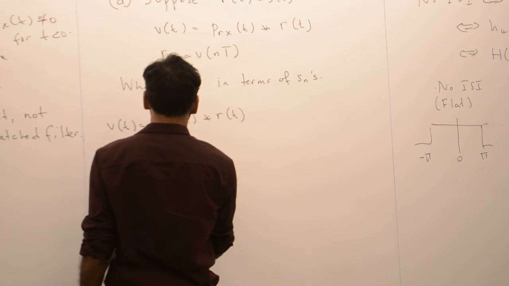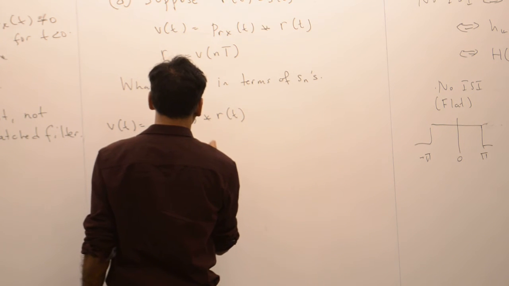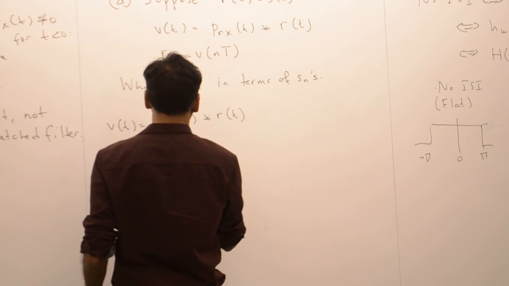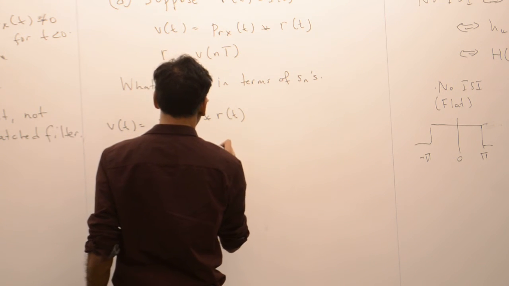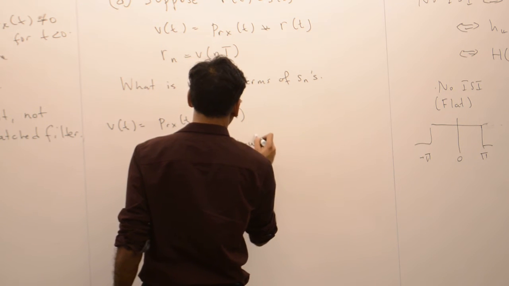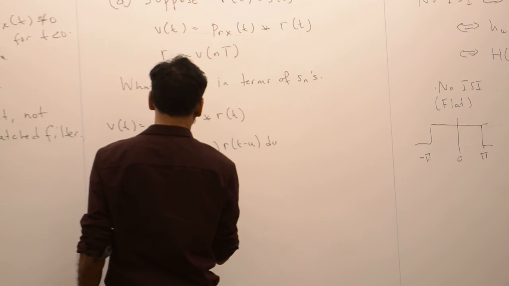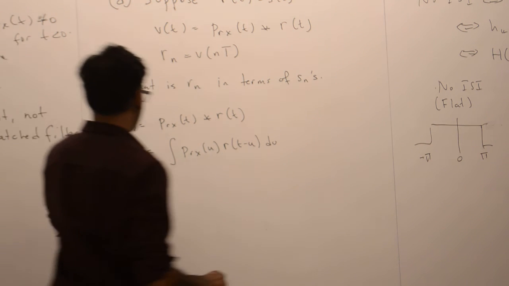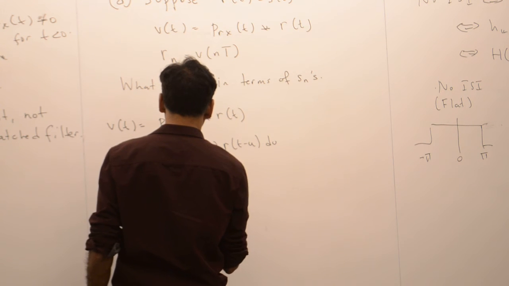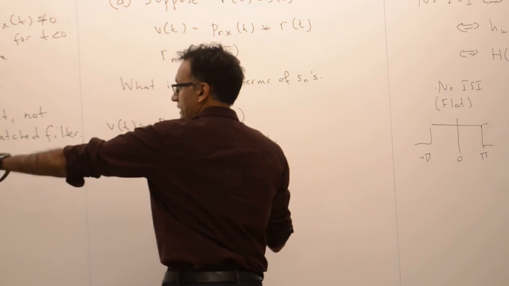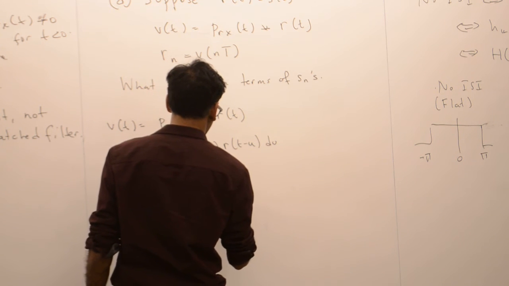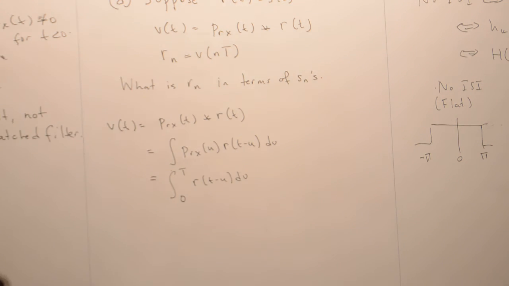So that's just going to be the integral of PRX of u times R of t minus u du, right? Let's just directly write it like this. So this will be the integral, but this function is just 0 to t, times R of t minus u du. Because that's just a P of this. Okay?